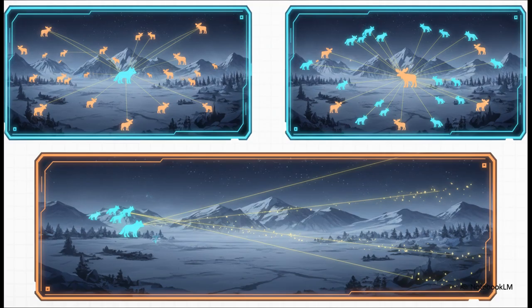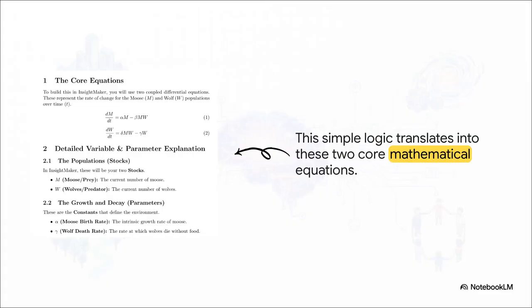No moose means no hunts. It just makes sense. And that super intuitive logic, well, that's what gets turned into these fancy-looking math equations. But hey, don't get scared off by all the symbols. Just look for that m times w part. See it? It's in both equations.